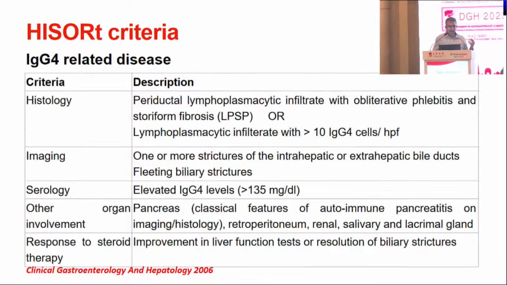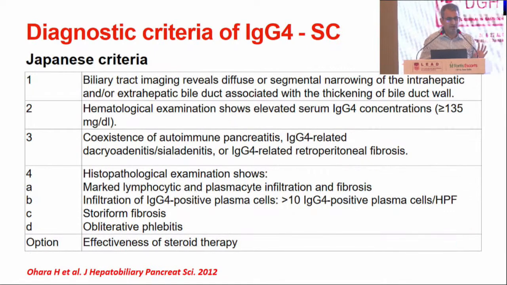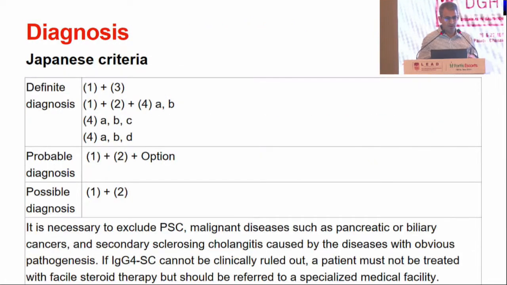We have the HiSAW-T criteria, which was basically proposed for IgG4 related disease with pancreatic involvement. It may or may not apply in an isolated hilar stricture, but the Japanese criteria are very clear. So they have given you 4 settings type. So one is imaging. Second criteria is IgG4, which is high. Third criteria is other coexisting disease. And fourth is histopathology. Definite diagnosis you can make with just 1+3.